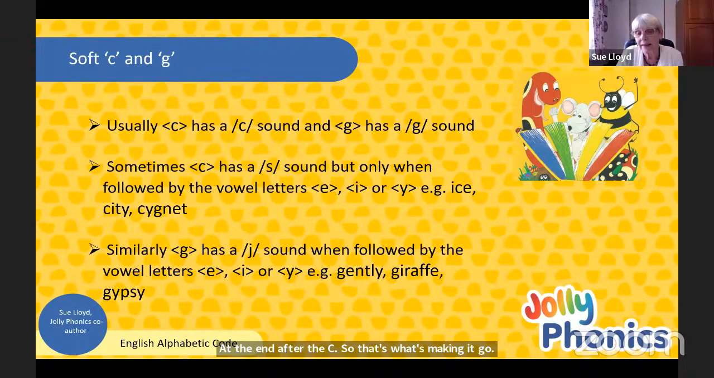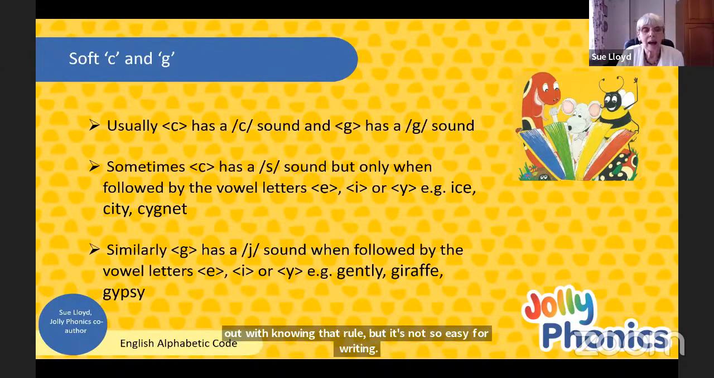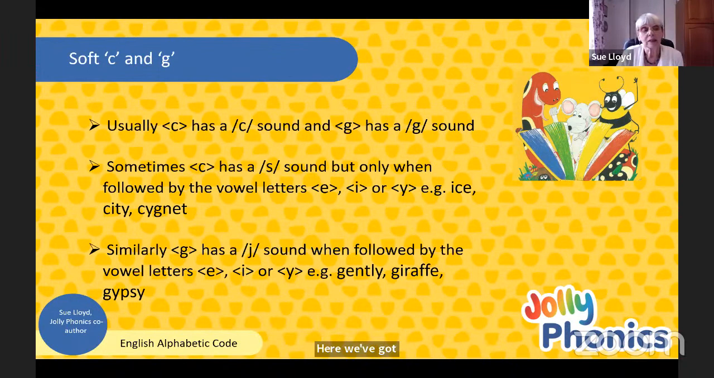So ice. That's straightforward for reading. You can work that out with knowing that rule, but it's not so easy for writing. Here we've got city. Look, the I comes after the C. So it's not going to be a K, it's going to be an S, city. That's not so bad for spelling because if you hear the S and the I, that tells you there's that letter I behind it. So the chances are it's going to be C. With every little rule in English, there's nearly one word that's going to be different, but the more you know about it, the easier it is for children.